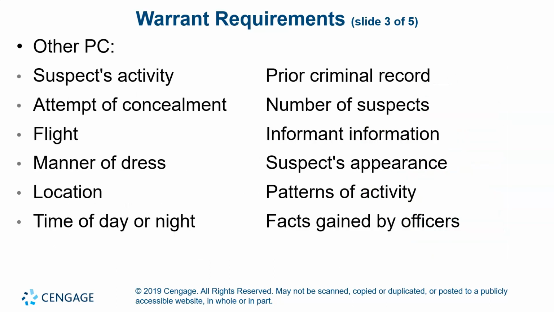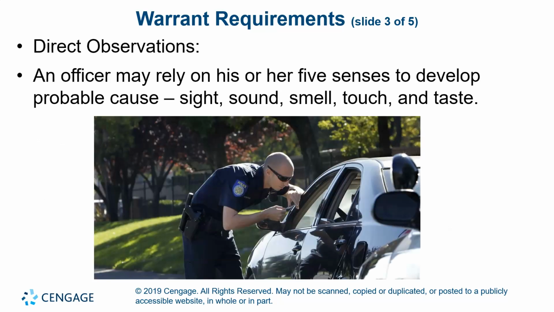Okay? And some other things that help establish, I call it PC, or probable cause, could be the suspect's activity, attempting to conceal themselves, running, like flight, they're leaving, the manner of dress, the location, the time of day, their prior criminal record, number of suspects, important information, suspect's appearance, pattern of activity, or facts gained by officers. So all of these things can help you establish probable cause. Okay? So hopefully this kind of makes sense.